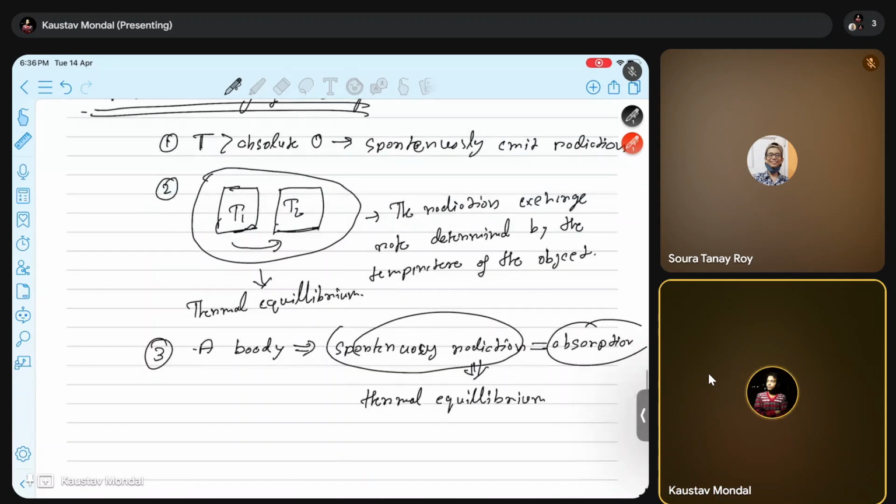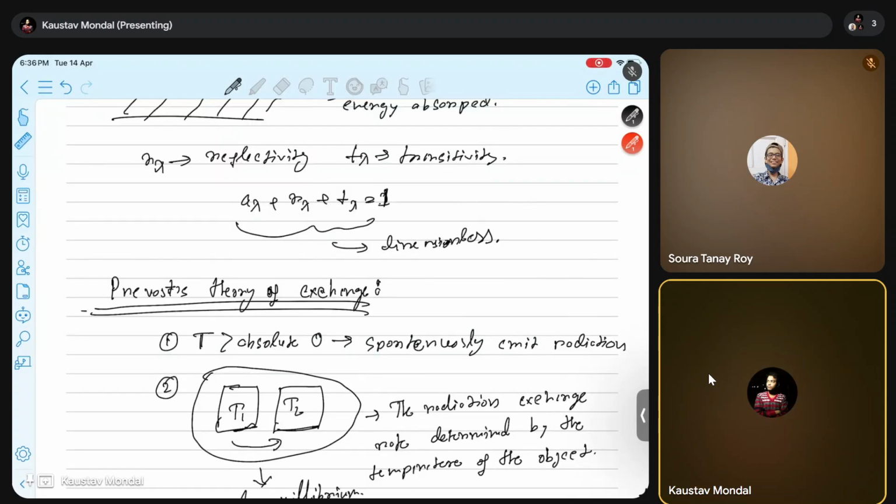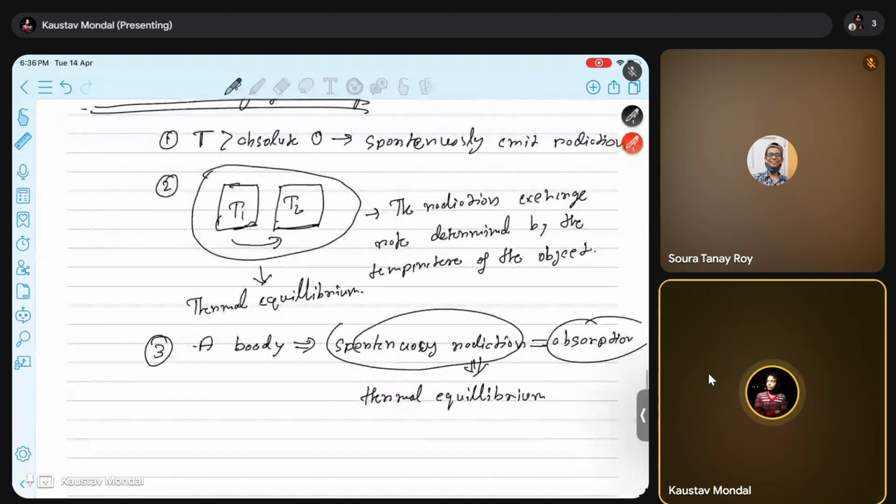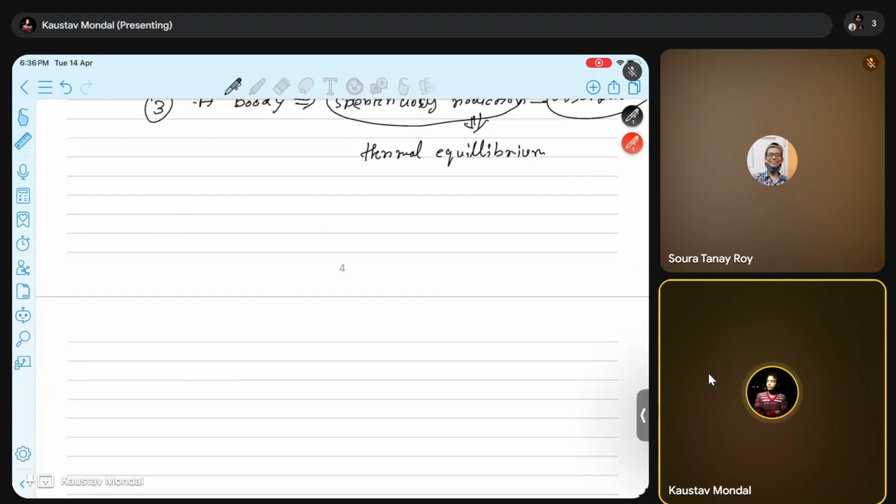These are the three definitions. Next, we'll discuss black bodies. So what is a black body?